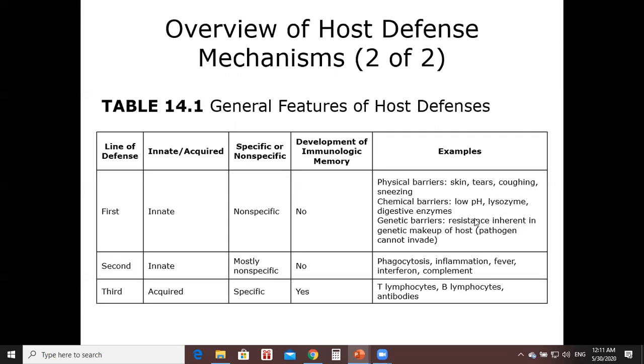It's almost like someone that has sickle cell anemia. If they have the trait for sickle cell anemia, they're not going to catch malaria. That's the first line of defense.